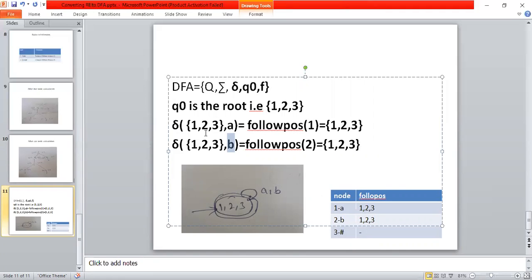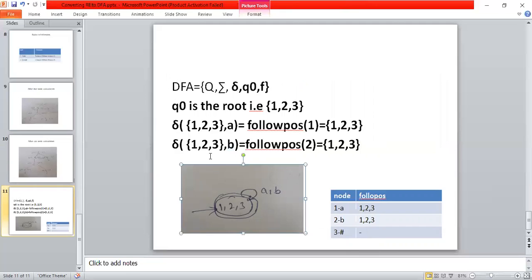Remember carefully, this state with input A moves to the same state, and this state with input B moves to the same state. Now the DFA can be represented as the state 1, 2, 3 with input A going to itself and B also going to itself. So this is about the construction of a DFA from a given regular expression.